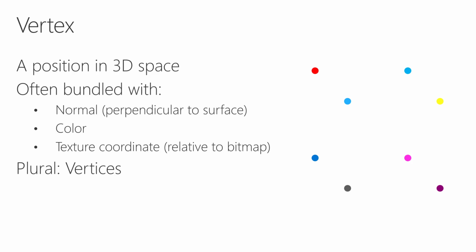In 3D graphics, a position in 3D space is called a vertex, plural vertices. And the reason why is that these points are more than just positions. A vertex also often includes other information, such as a perpendicular to a surface at that point called a normal, or a particular color, or a 2D coordinate relative to a bitmap. The various multicolored dots in this slide symbolize vertices.